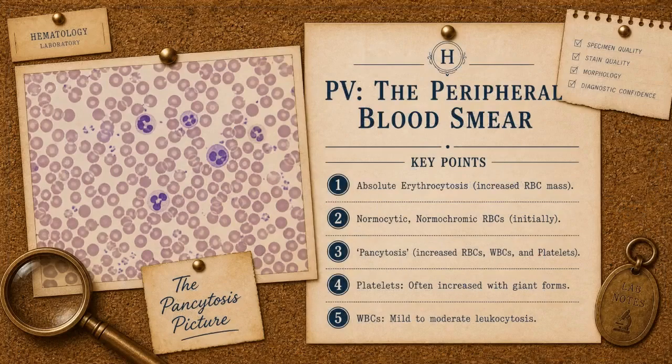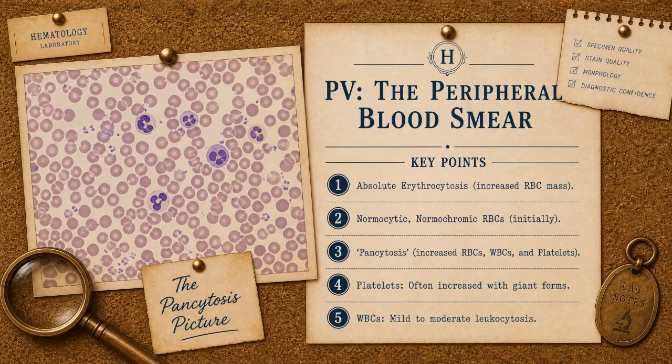Alright, histotechs, let's bring it back to the microscope. What are we going to see when we examine a peripheral blood smear from a patient with polycythemia vera? If CML was a granulocytic gala, PV is definitely a crowded highway of red blood cells. The most obvious feature is absolute erythrocytosis, meaning a significantly increased red blood cell count, reflected in elevated hemoglobin and hematocrit levels. The smear will often appear very crowded or thick.